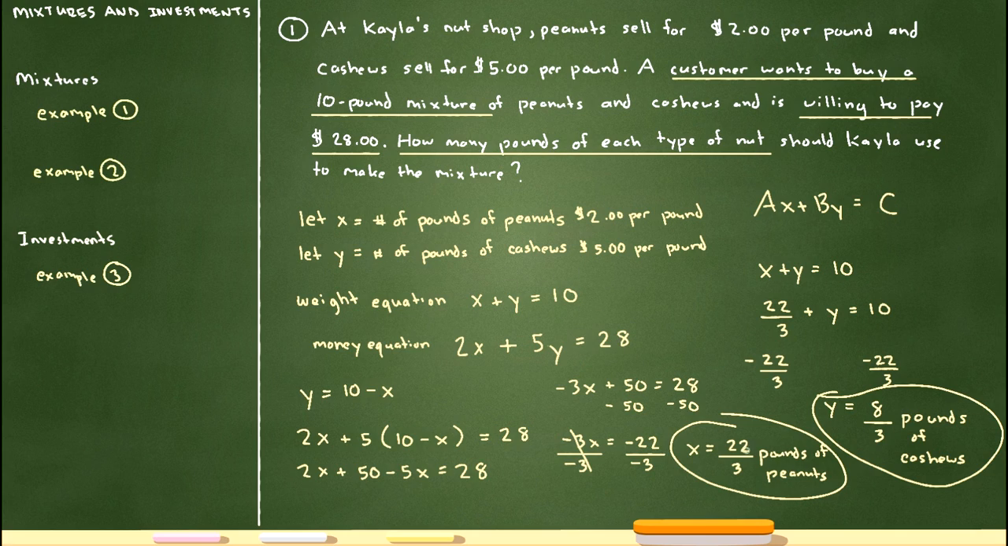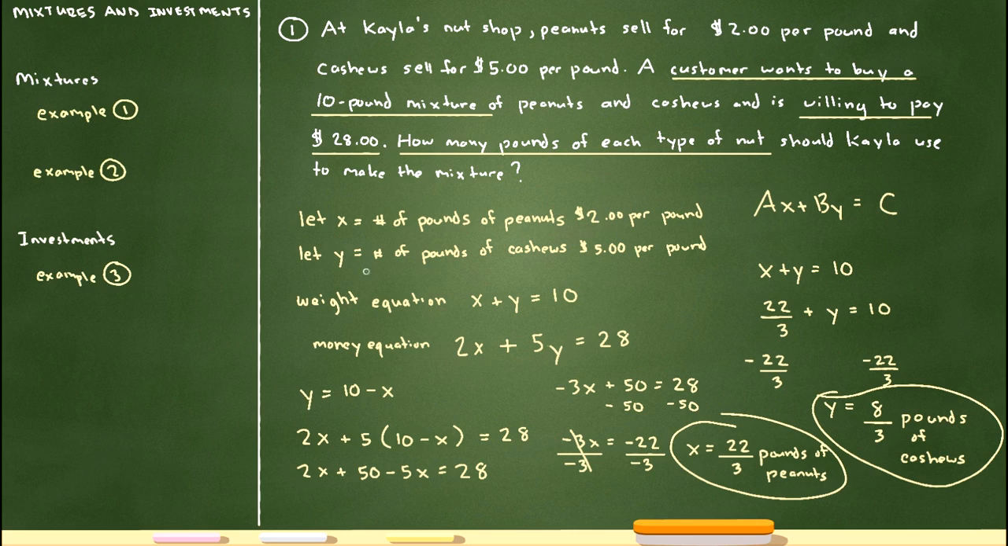So you could go back and check your answer. If we add up x and y, 22 over 3 plus 8 over 3, that's 30 over 3, or 10. So the weight does in fact equal 10. And 2 times this number, which would be 44 over 3, plus 5 times this number, which would be 40 over 3, is 84 over 3. And 84 over 3 is in fact 28. So you could go back and check your answer just by plugging these into both equations and seeing if it actually works out. All right, so that's the way to check your answer. But once we have that, we're complete. So that's number 1.